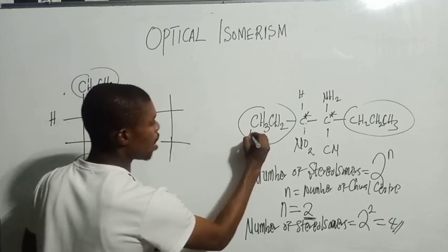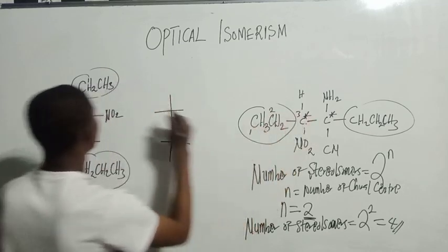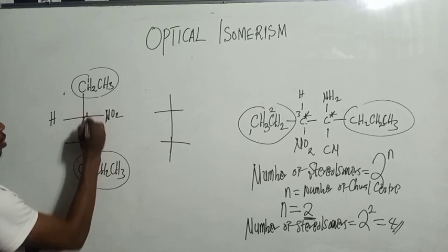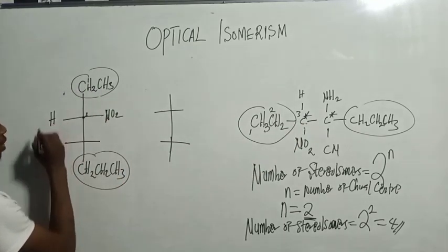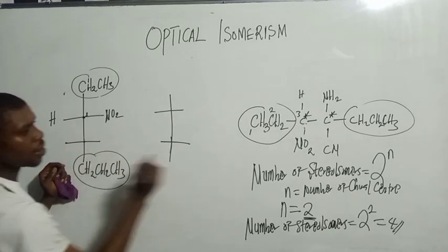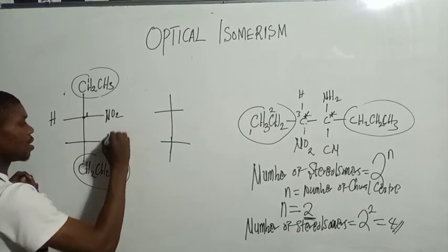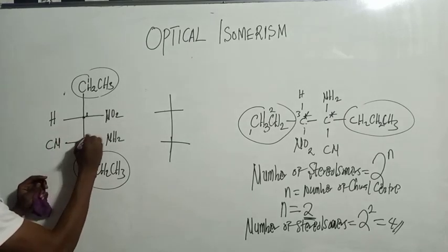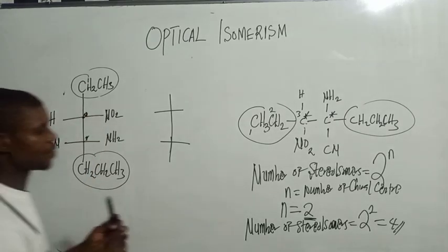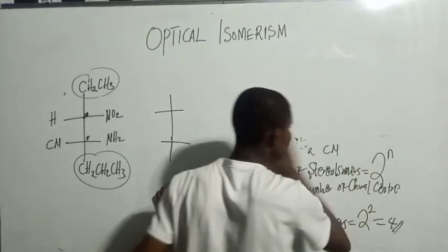So if I start with 1, 2, 3, you have 1, 2, 3. So this carbon three is having what? NO2 and H. This other one here, 4, is having what? NH2 and CN. Can you see that? So these are my two chiral centers. So I can wipe this out.